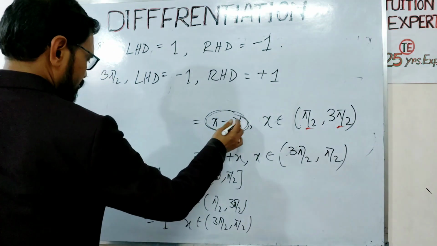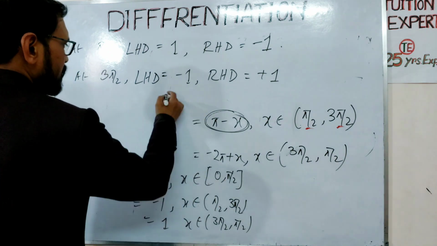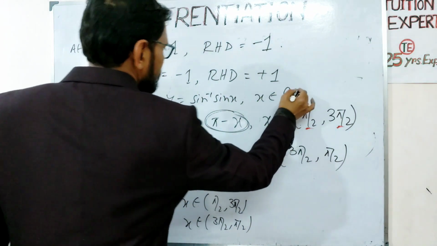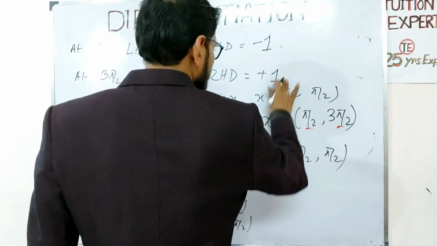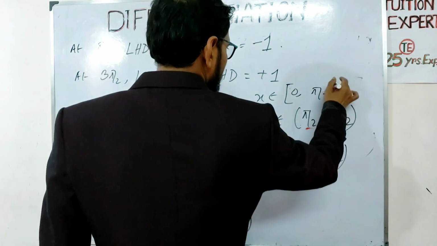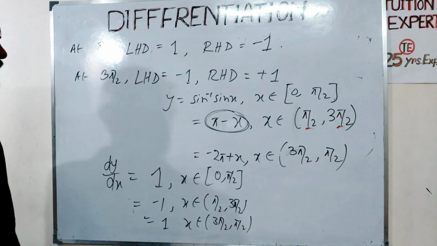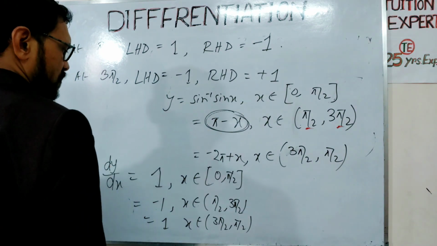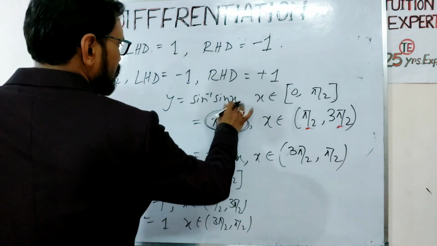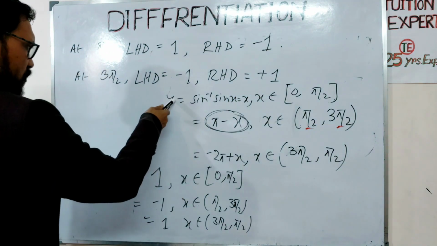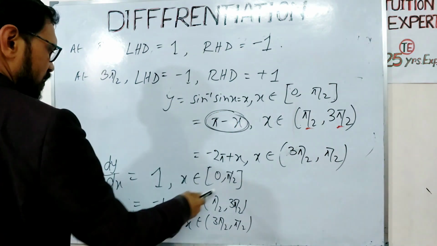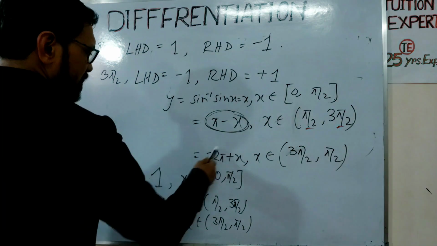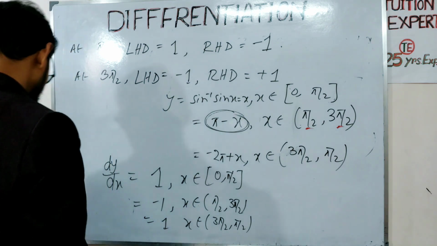dy by dx equals, for this interval, y equals sin inverse sin x when x belongs to 0 to pi by 2. So sin inverse sin x equals x, and if we differentiate with respect to x, dy by dx equals 1 for 0 to pi by 2. For the middle interval we differentiate pi minus x and get minus 1, and for the last interval it becomes 1. So, next problem.